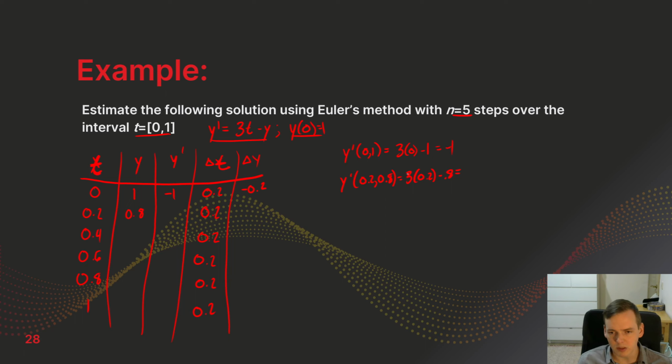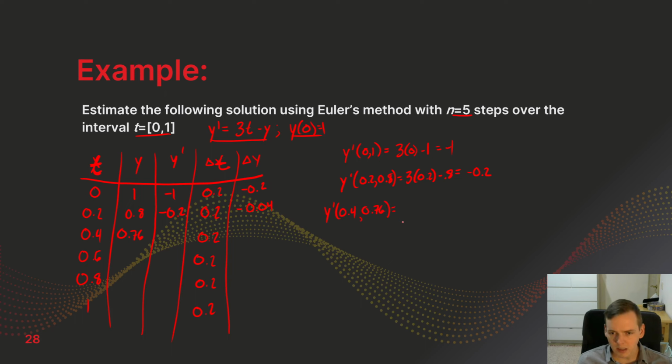3 times 0.2 is 0.6 minus that, -0.2. -0.2 times 0.2 is -0.04. So that means I get 0.76.